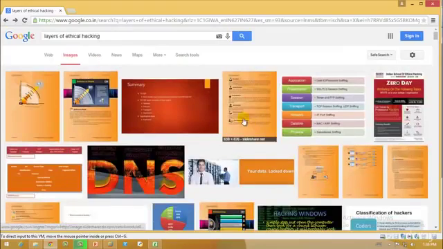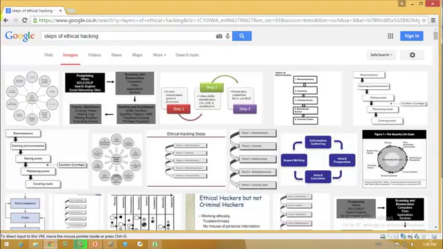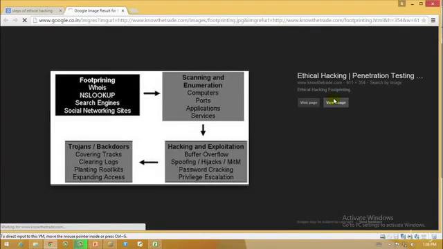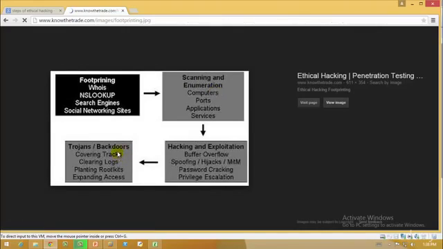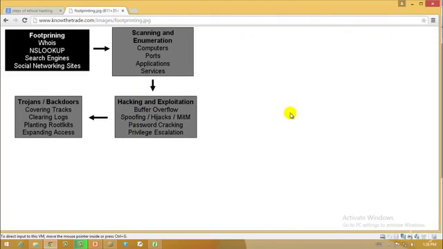So let me check. I'll just type steps of ethical hacking. Perfect. These are the things which we'll go through once we go into detail related to ethical hacking. The first step that we would be looking at today is footprinting: whois, nslookup, search engines, and social networking sites. After that, scanning and enumeration: computer ports, which ports are open, which are not, and what would be the application services. Then trojans and backdoors, viruses, and then finally hacking and exploitation. That would be buffer overflow, spoofing, or different types of attacks, which include even DDoS. This is not over here as of now, but these are things I would be teaching you.